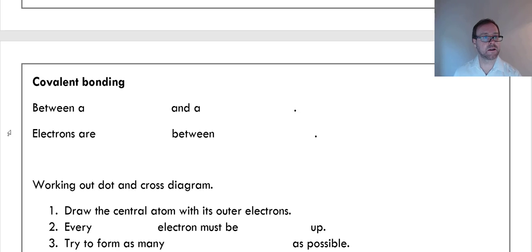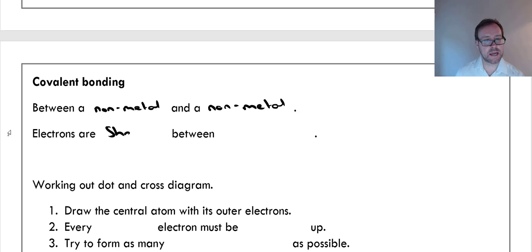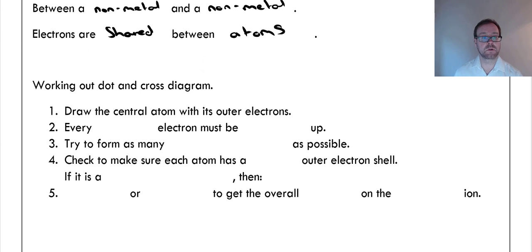Okay, moving on. Covalent bonding. Covalent bonding is between a non-metal and a non-metal. And we say that electrons are shared between atoms.